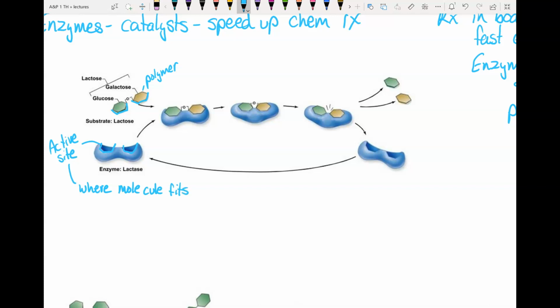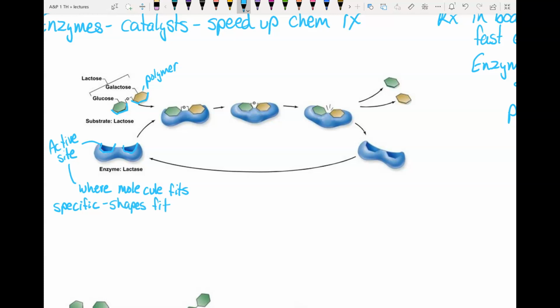And enzymes are specific. Like how puzzle pieces fit together. Think about when you're doing a puzzle, you can't just put any two pieces together. Only the two that fit together can go together. It's the same with enzymes. Only lactose can bind to the lactase enzyme. Their shapes have to fit to each other.